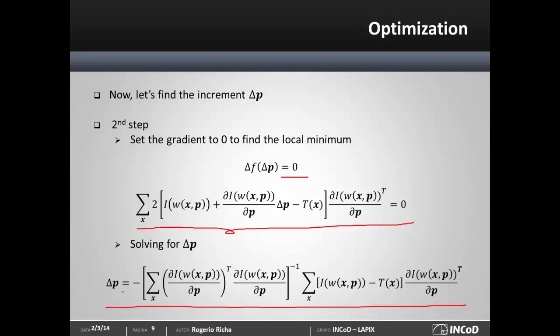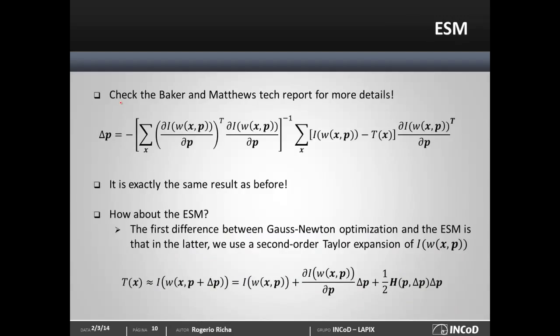So this increment here, well, it's not new at all, we've achieved it from a slightly different perspective, a perspective based on a Taylor expansion. You can check the Baker and Matthews technical report for a more mathematical derivation, which uses the same approach based on the Taylor expansion. And I think it uses almost the same notation that I've used so far in this tutorial.